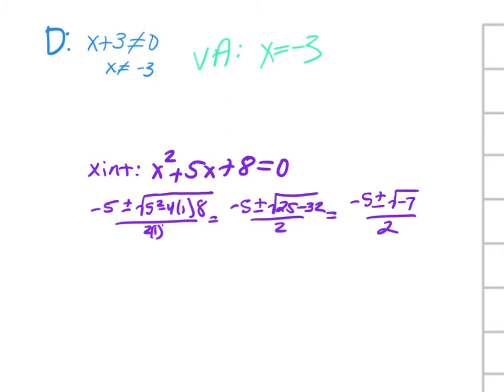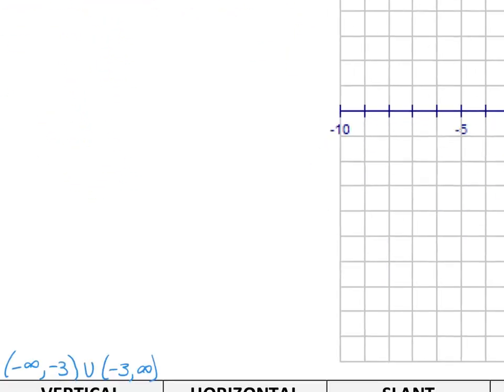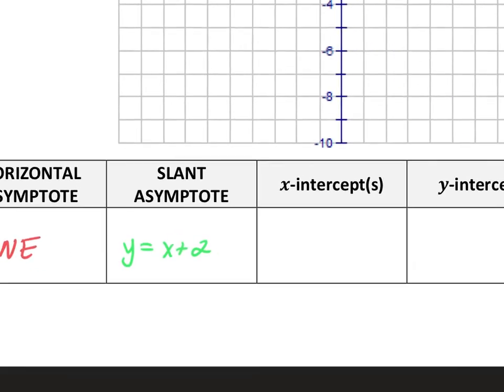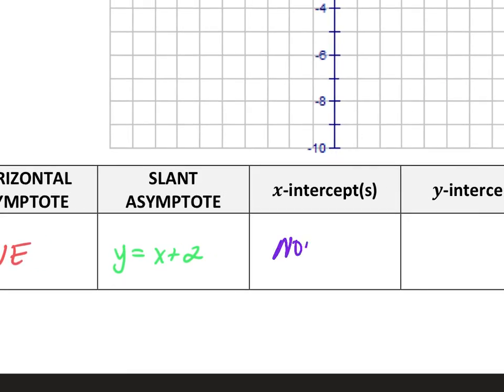At this point, what can you tell me about my x-intercepts? It's imaginary. How do you know that? Because there's a negative underneath the radical. Guys, if there is a negative underneath the radical, if I have an imaginary number, where does the graph cross the x-axis? It doesn't. You don't have any x-intercepts. So you would answer that question down here as none.